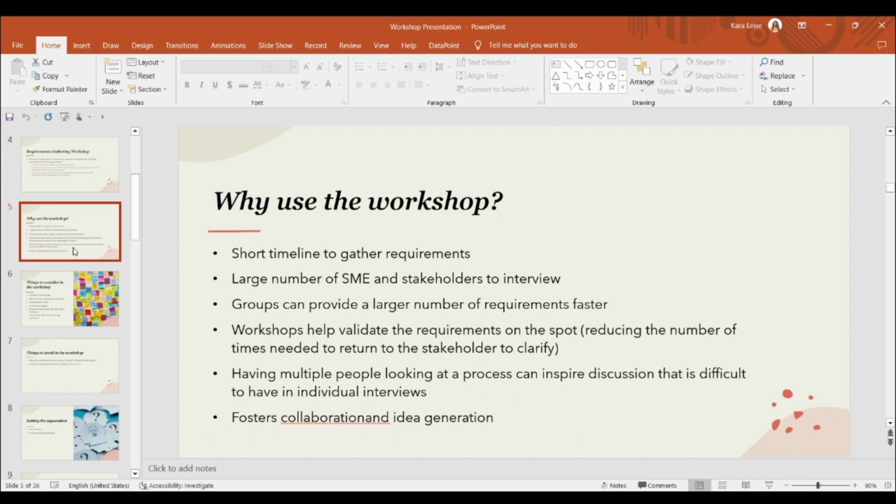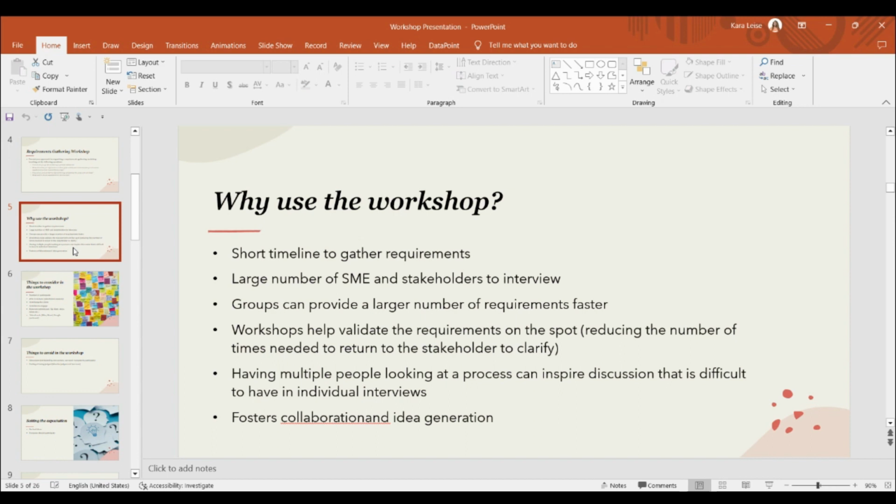Workshops help validate the requirements on the spot. So you're in a group, you're all there together. If somebody says something that's not correct, somebody else is going to catch it, right? And you can correct each other and validate your requirements very, very quickly. Having multiple people looking at a process can inspire discussion, and that is difficult to have in individual interviews. So when you're having your individual stakeholder interviews, it's just one-on-one, their idea and then your idea.